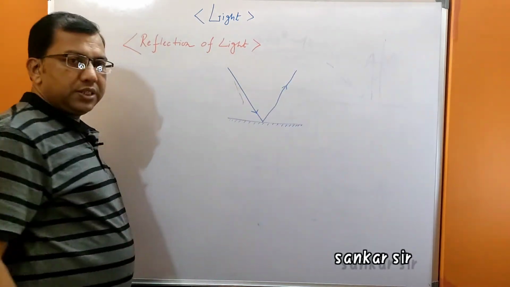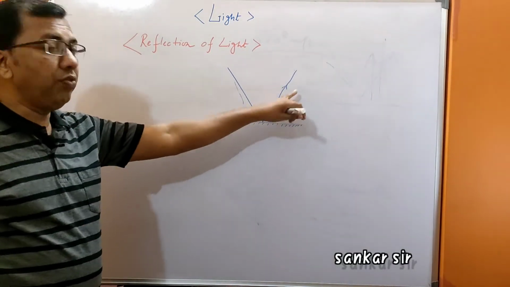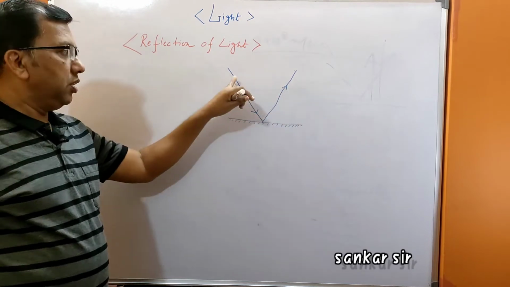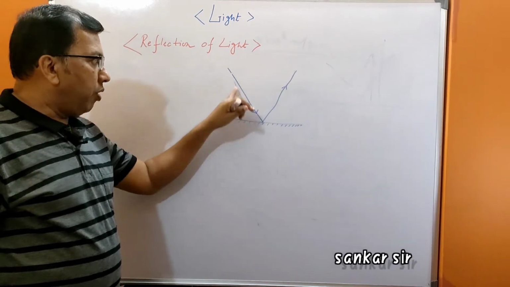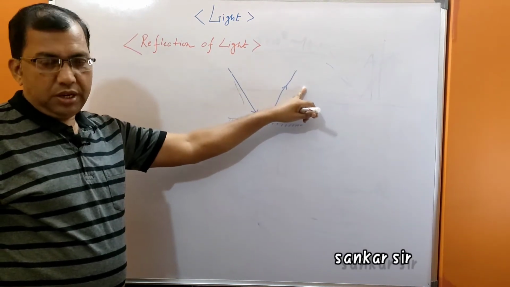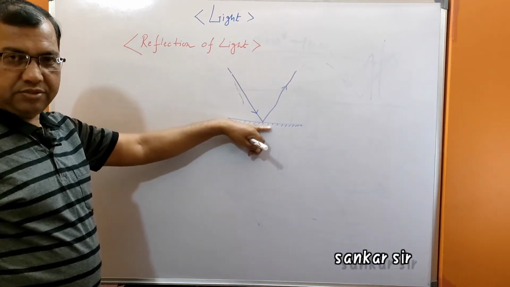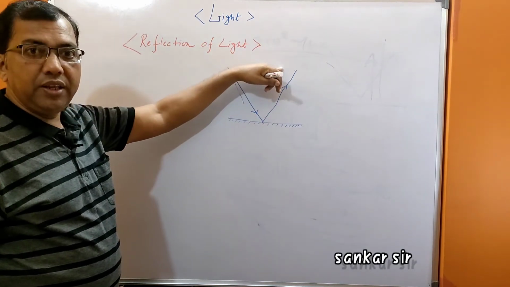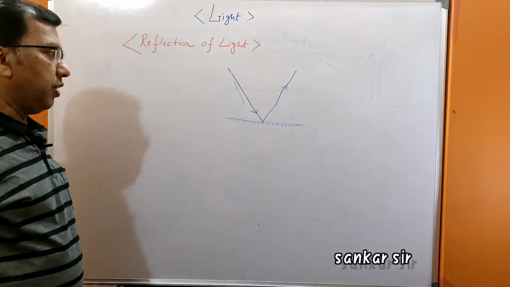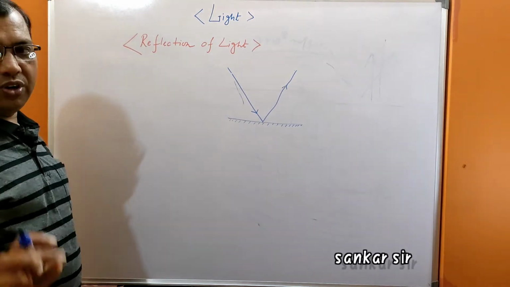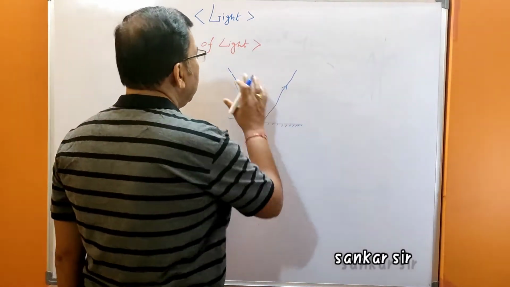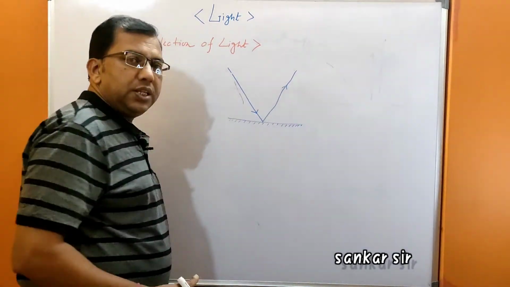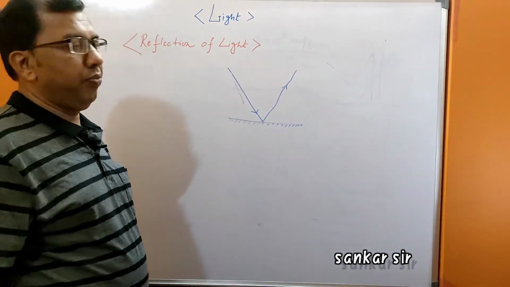This phenomenon is known as the reflection of light. The bouncing back of light after striking a surface, into the first medium again, is known as the reflection of light. Normally, okay? So this phenomenon is known as reflection of light.